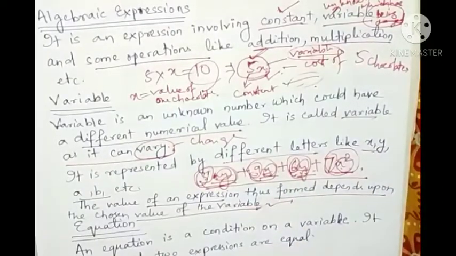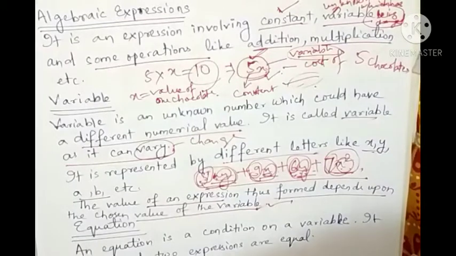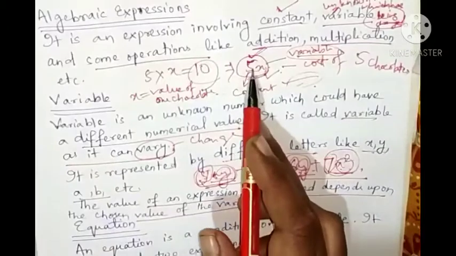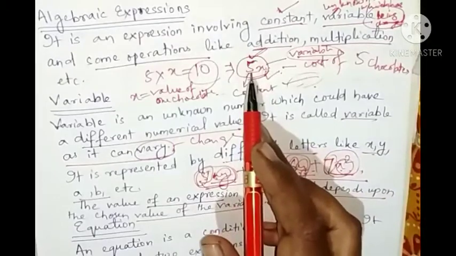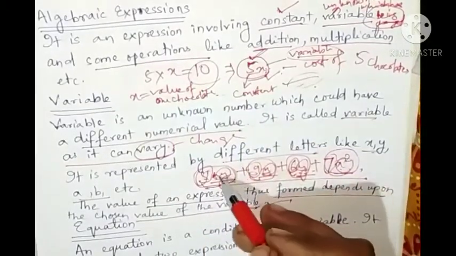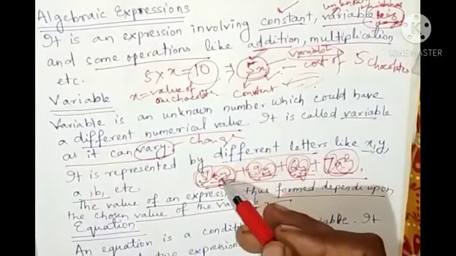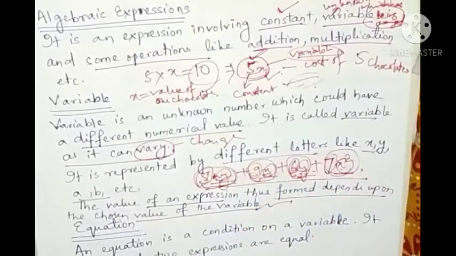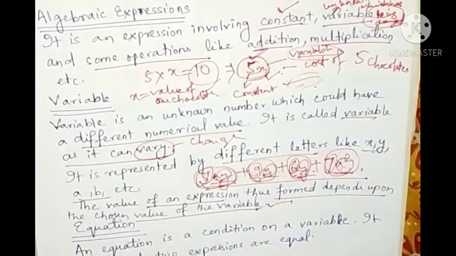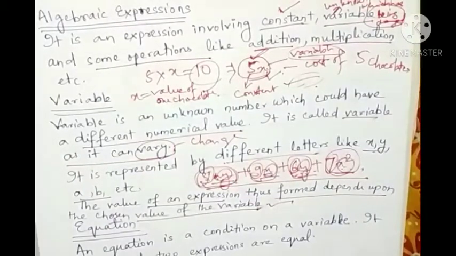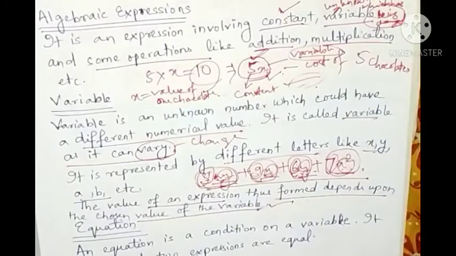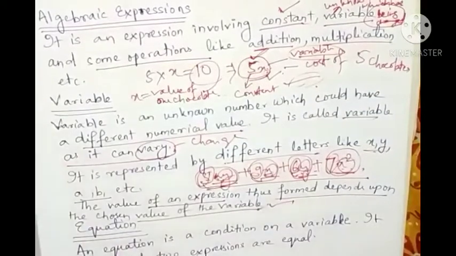We have studied one more thing, that is factors or coefficients. So 5 is the numerical coefficient of x, and x is the coefficient of 5. Like this, you can say 5 is the coefficient of xy, x is the coefficient of y. Like this, coefficient or factor we studied in the last class. So in algebraic expression we studied expression, then from expression terms, from terms factors or coefficients. So this is about algebraic expression.